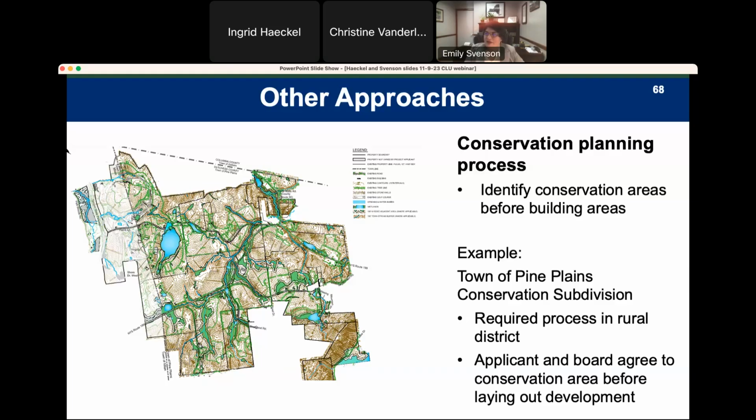So the applicant will come in with all of the natural resources mapped, including streams and wetlands, as well as other important natural areas. And the applicant and the board will agree together on the certain areas that need to be protected versus the areas where development can occur. And that all happens before anyone draws out any houses on the plan.